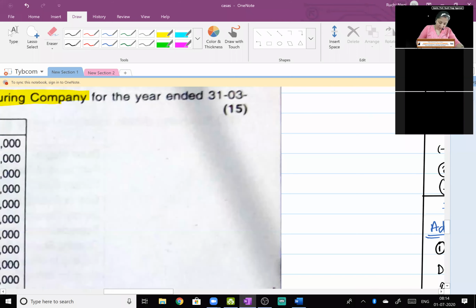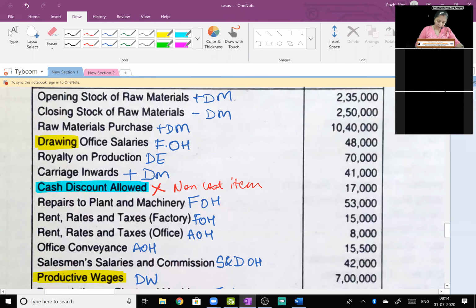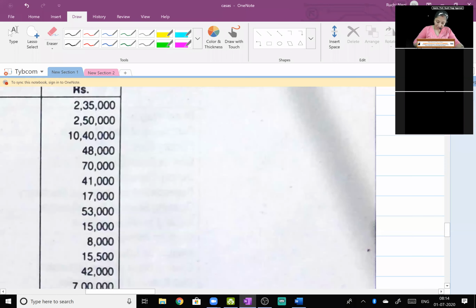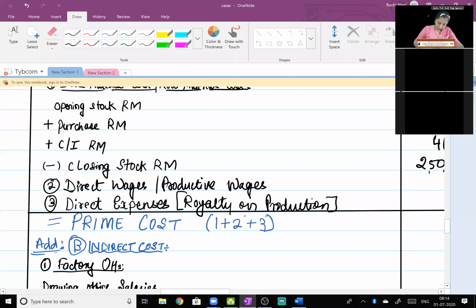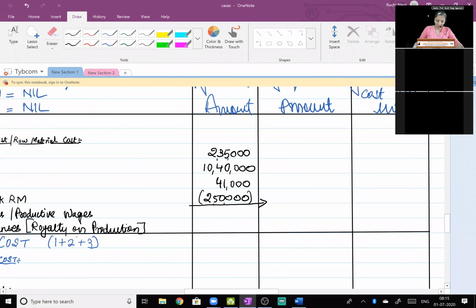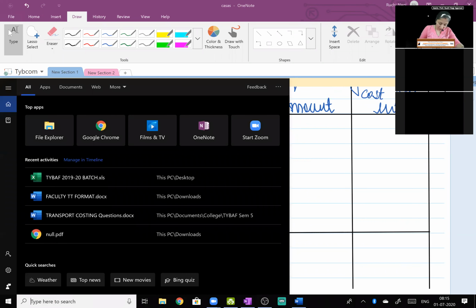Okay. Anything else? No. Everything in raw material we have covered. That is why yesterday I told you to keep the markings. Then take the total in the outer column. Start. Do the calculation.